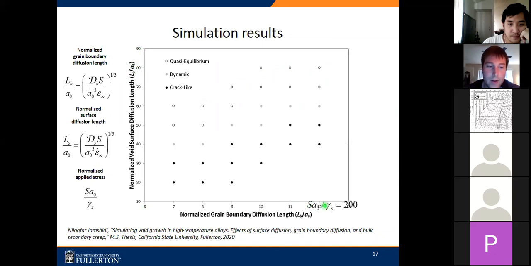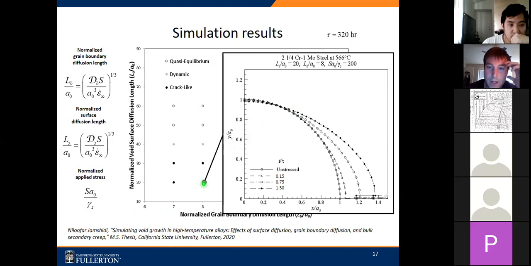So each one of these data points represents a single simulation with a certain combination of parameters. Here you can see that based on these three different parameters, by the way, this one was fixed at 200 for this particular set of simulations, depending on the values of these parameters, you get different kinds of void growth. Okay, so let me show you, for example, this simulation right here.